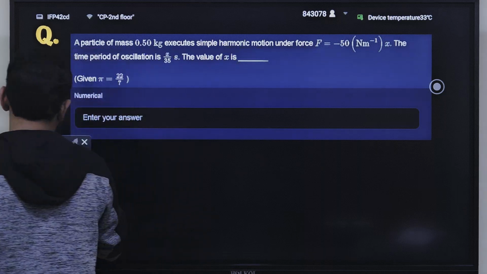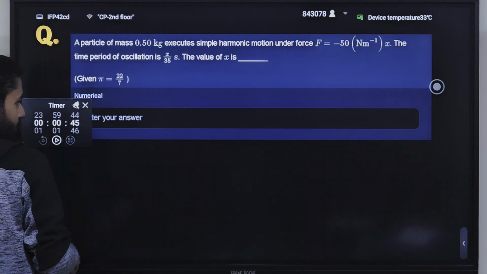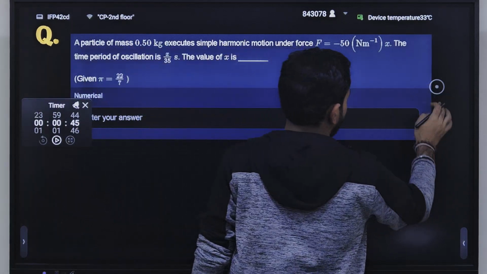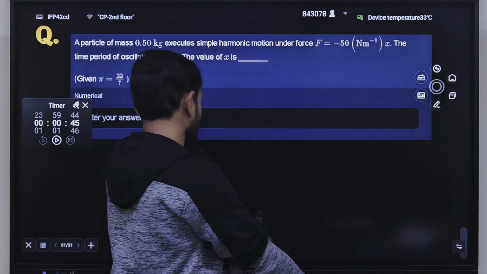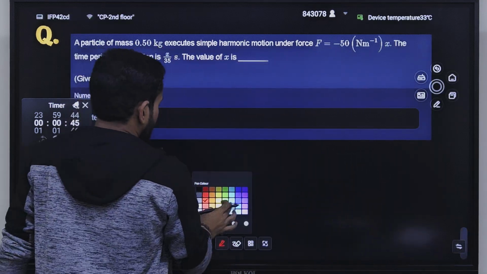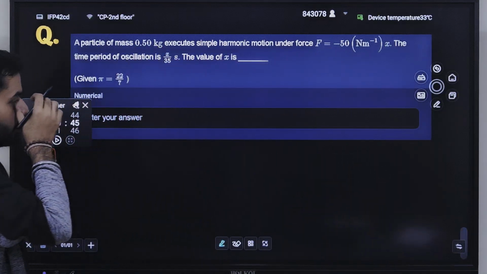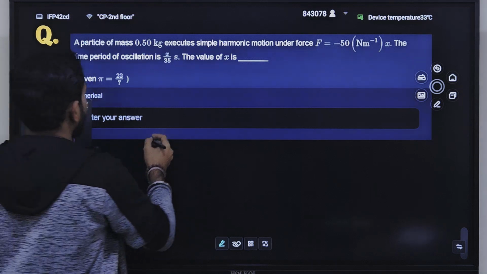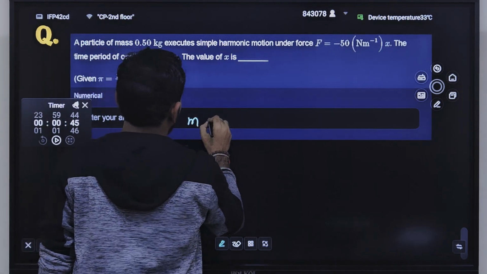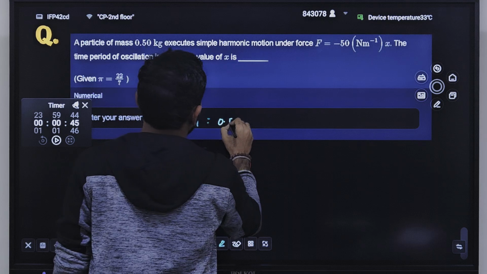Let's start. How to solve this question? Firstly, what you will do? Read the question properly. A mass is there. What is the mass given? This is a numerical kind of question that was given.